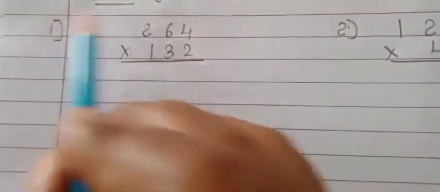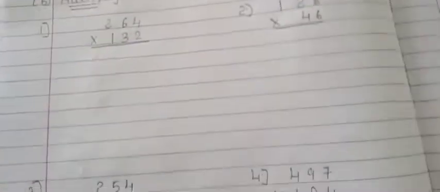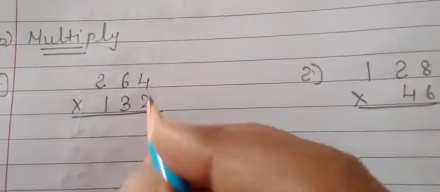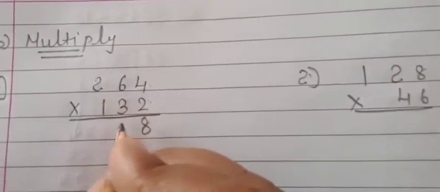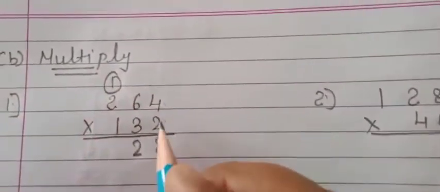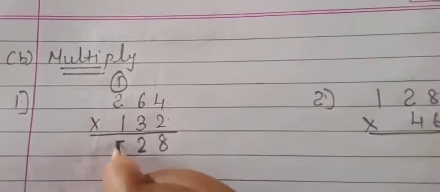Now question 1b, multiply. Next question is multiply. In that number 1264 multiply by 132. So we will start multiplying here by first 2. So 2 4s are 8, 2 6s are 12. So 2 we will write down and 1 will be carried over. Then 2 2s are 4, 4 plus 1 is 5.